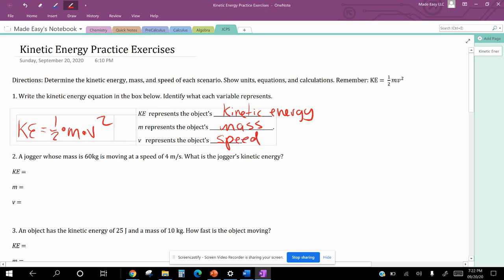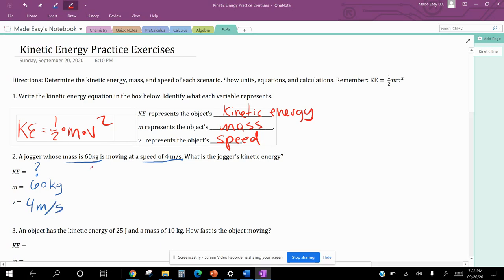Number two, a jogger whose mass is 60 kilograms is moving at a speed of 4 meters per second. What is the jogger's kinetic energy? All right, so kinetic energy, we don't know. So we're going to put a question mark for the things we have to calculate or solve. They're the unknown. They're the variable we have to determine. Okay, for mass, well, what's the mass? It tells us right here. Just read the problem. Mass is 60 kilograms. V equals speed. They tell us speed is 4 meters per second.